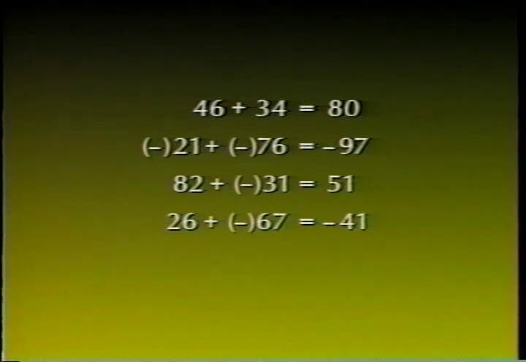The sum of a positive and negative number will be, first determine the difference in absolute value of the numbers. Positive if the absolute value of the positive number is larger. 82 plus negative 31 equals 51. Negative if the absolute value of the negative number is larger. 26 plus negative 67 equals negative 41.